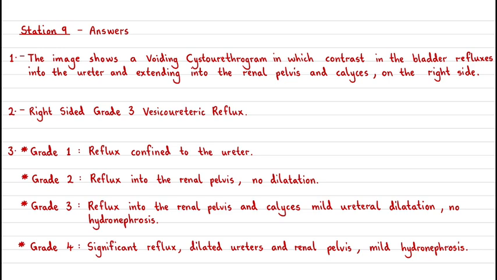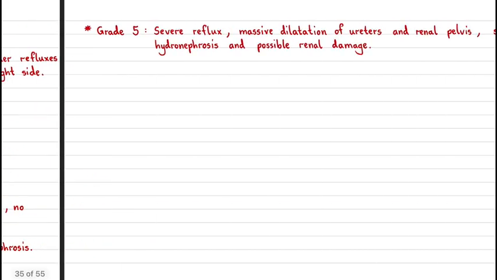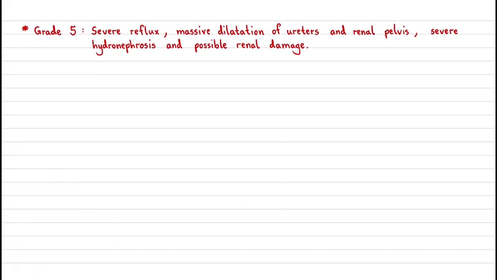Grade 1 being just reflux confined to the ureter. Grade 2 having reflux into the renal pelvis with no dilatation. Grade 3, reflux into the renal pelvis and calyces, mild ureteral dilatation and no hydronephrosis. Grade 4, significant reflux, dilated ureters and renal pelvis, and mild hydronephrosis. Grade 5, severe reflux, massive dilatation of ureters and renal pelvis, severe hydronephrosis and possible renal damage.